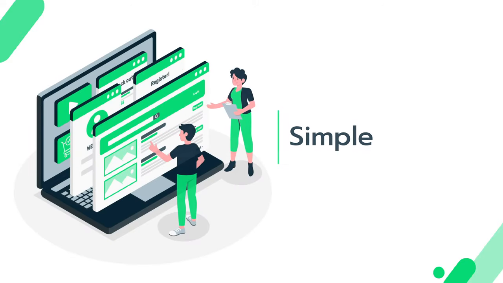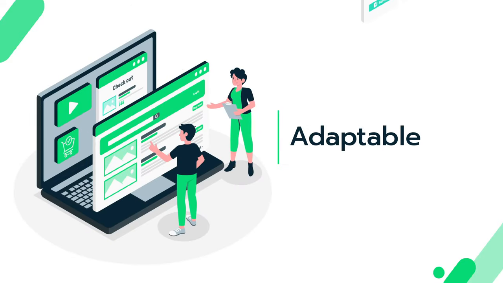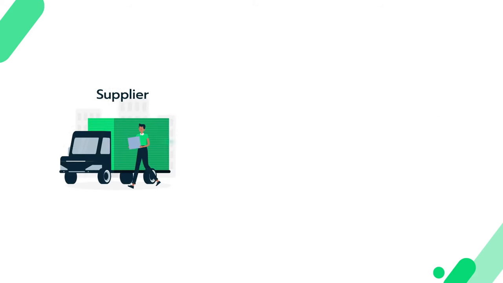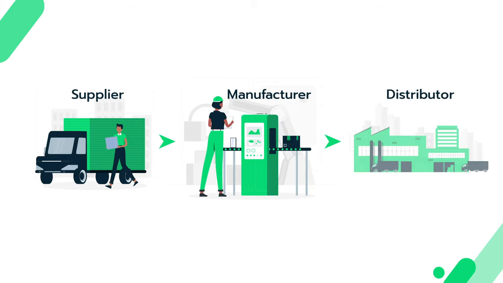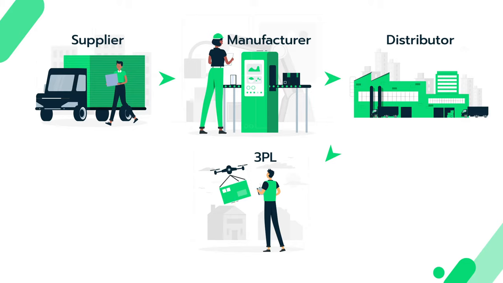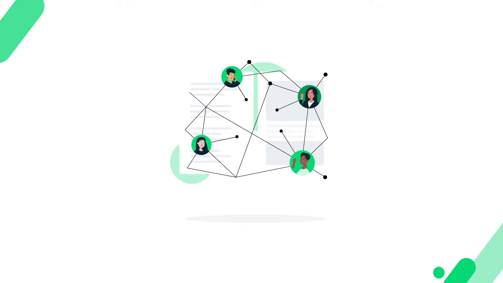Give your business a competitive edge with simple, adaptable, and cost-effective solutions that harness the power of our trading partner network. From the supplier to the manufacturer, to the distributor, and finally, to the third-party logistics. Achieve a new level of business connectivity and performance with Data Interchange's VAN.